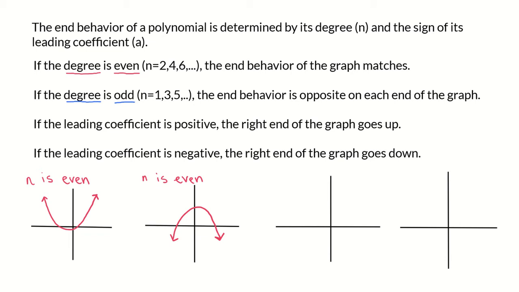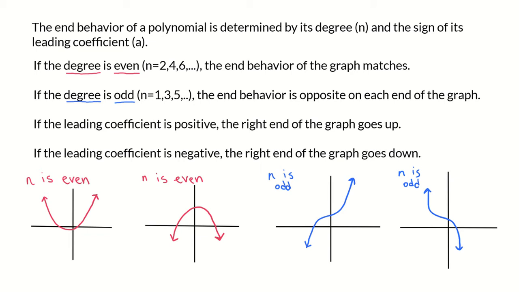If the degree is odd, then again, two things could happen. We could have a graph that looks something like this, where the right end goes up and the left end goes down. Or we could have a graph where the right end goes down and the left end goes up. So these are the four possible ways that a polynomial could look, where there could be additional peaks or valleys in the middle somewhere, but we're just thinking about how the degree affects the graph.